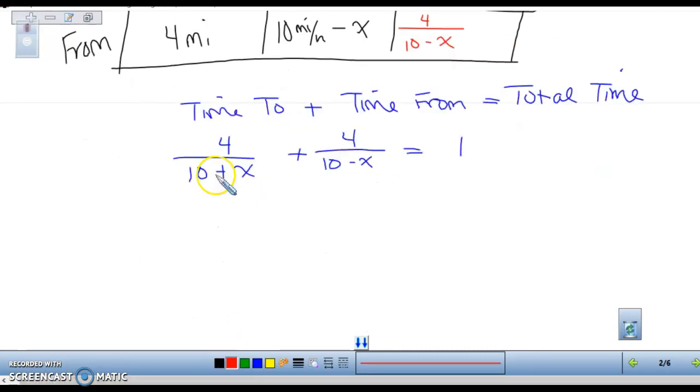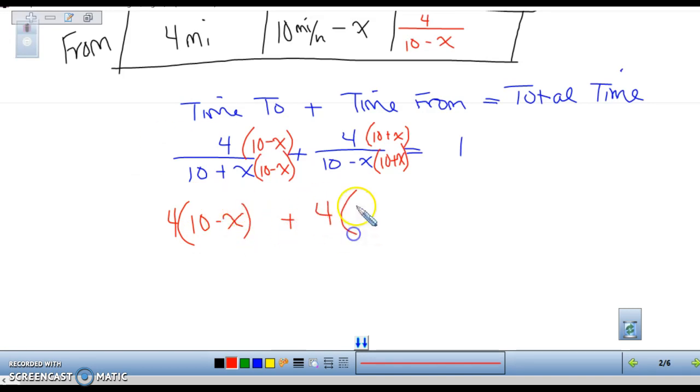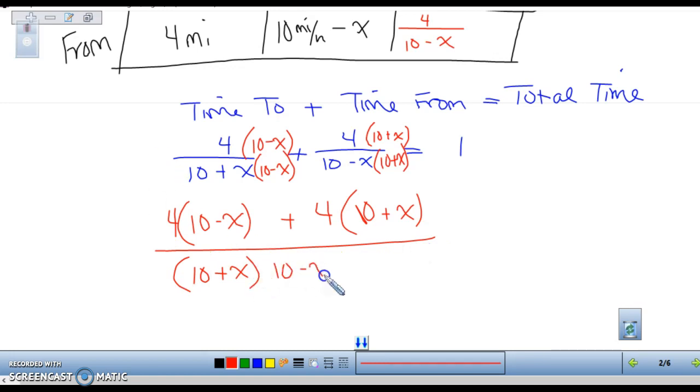So let's get a common denominator on the left-hand side so that we can add our terms together. There we go. So we need 10 minus x on the top and the bottom for that one. And we need 10 plus x on the top and the bottom for that one. So on the top we have 4 times 10 minus x plus 4 times 10 plus x, all divided by 10 plus x times 10 minus x equals 1.